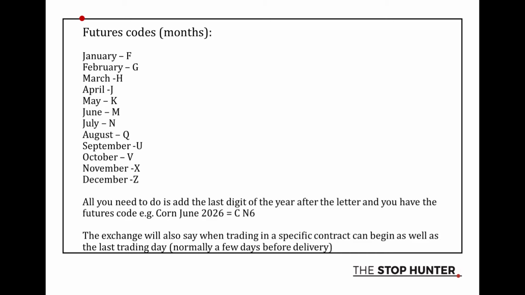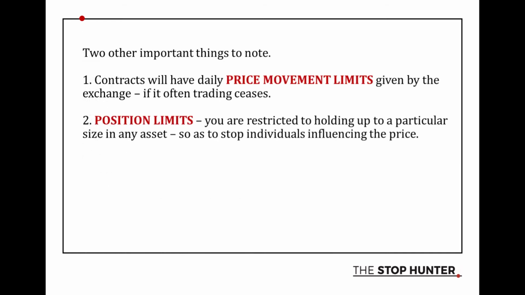The futures exchange will also say when the contract you're looking at begins, as well as its last trading day, which is normally a few days before delivery. Two other points that most people aren't aware of: the exchanges monitor and have price movement limits and position limits on those contracts, so often they can affect how they are traded, so be aware of them. Mostly in commodities and mostly set up for risk and safety purposes and the protection of those markets.